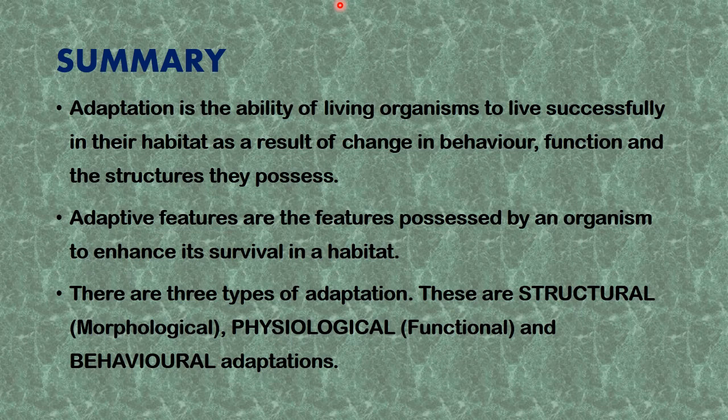So in summary, we can see that adaptation is the ability of living organisms to live successfully in their habitat as a result of change in behavior, function, and the structures they possess. Adaptive features are the features possessed by an organism to enhance its survival in a habitat. And finally, there are three types of adaptations. These are structural, physiological, and behavioral adaptation.